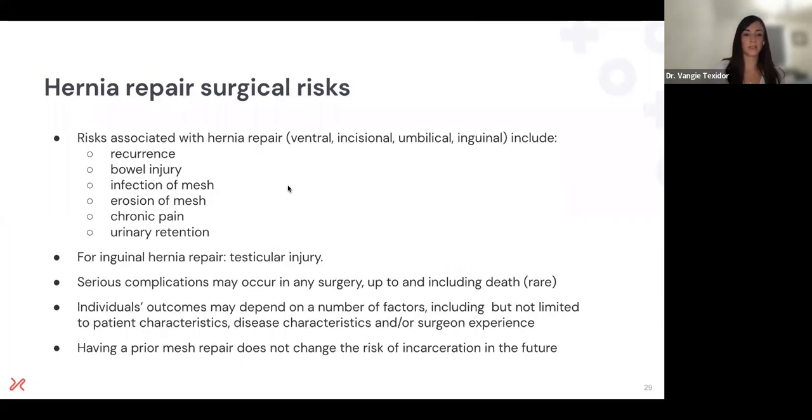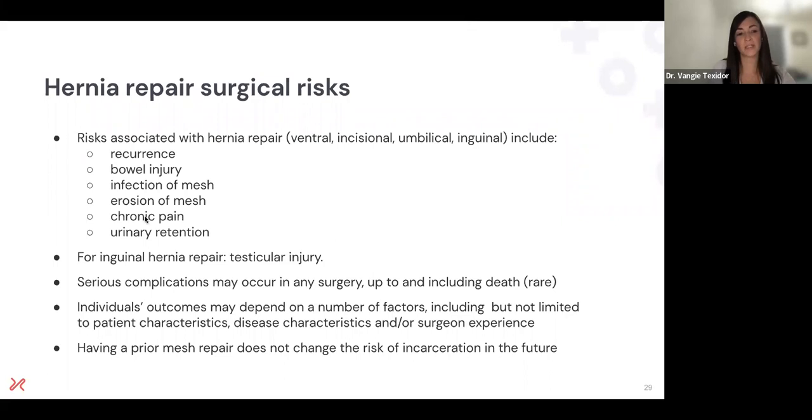So, hernia surgical risk. Whenever we repair a hernia, it doesn't matter which kind, one of the biggest concerns is recurrence. We still have about a 14% recurrence rate in general for hernia repairs. There's always the concern for bowel injury, or a missed injury that you didn't realize you did at that time. Infection of the mesh, which could lead to a fistula formation, which can be very bothersome and complicated to treat. Erosion of the mesh into some tissue.